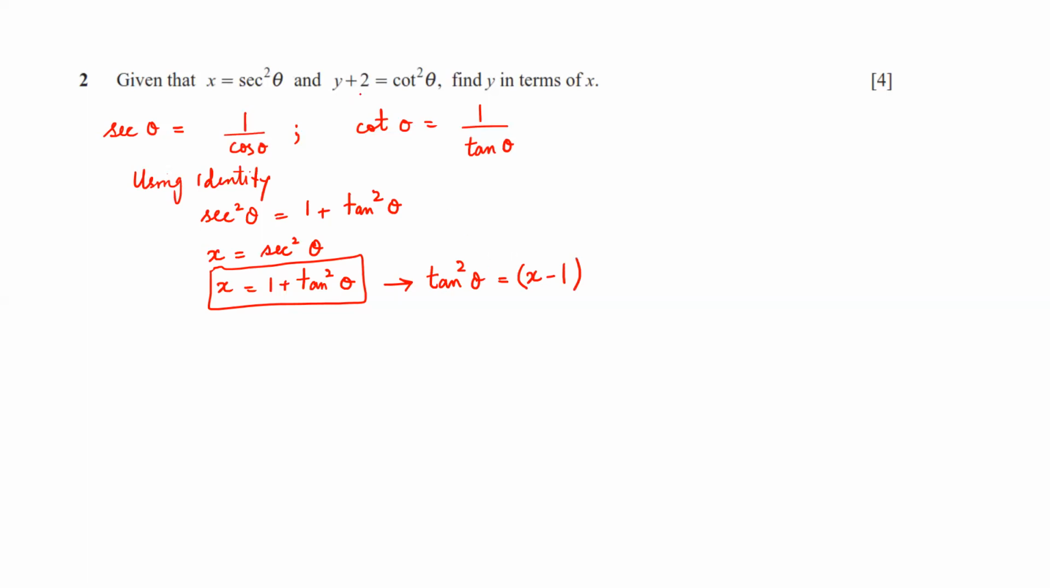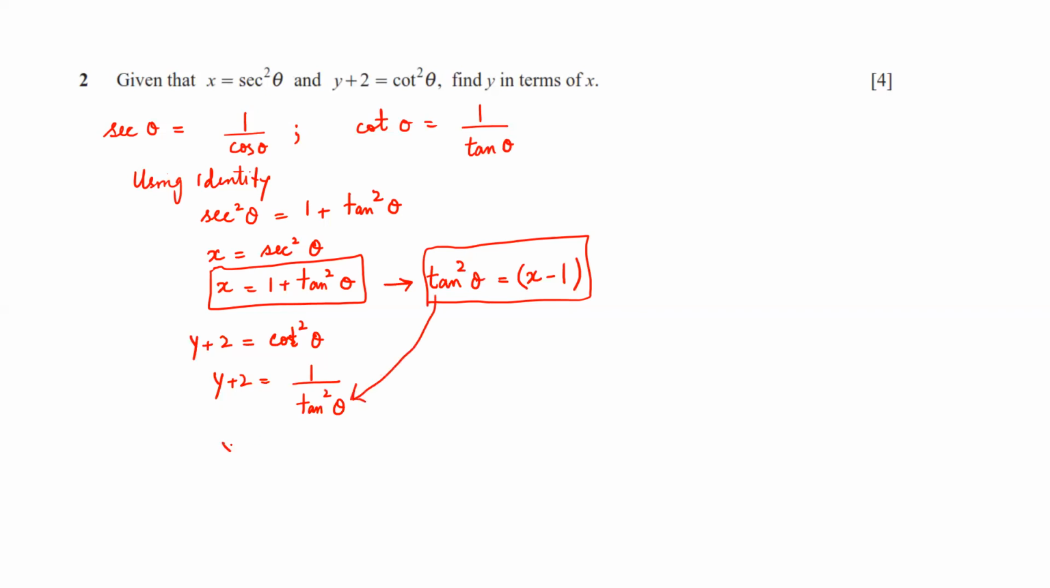Okay. So now let's use the other equation, y plus 2 equals cotangent square theta. This can be written as y plus 2 equals 1 over tangent square theta. And now we have found out that tangent square theta is equal to x minus 1. So y plus 2 is equal to 1 over x minus 1. Okay, so from here, making y the subject of the formula, y is equal to 1 over x minus 1 minus 2.